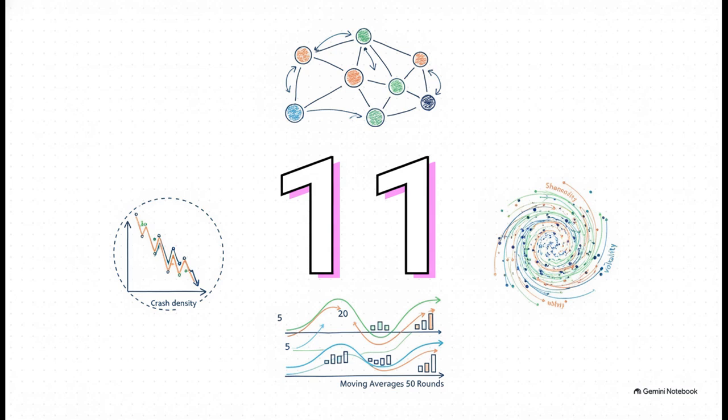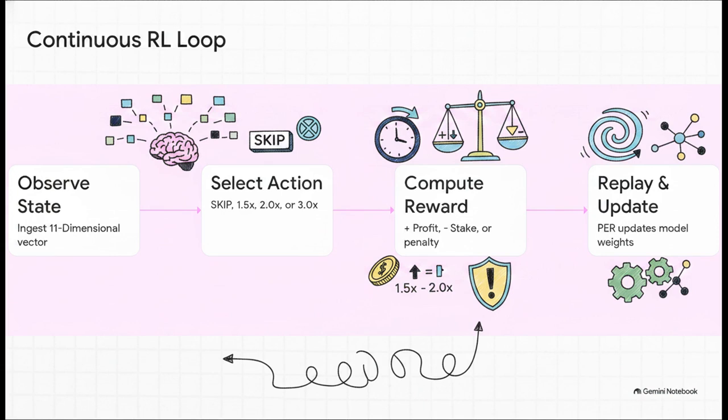It even measures Shannon entropy, which basically acts as a mathematical gauge for the game's current level of chaos and volatility. So it's processing these 11 complex data points in a fraction of a second to deeply understand its environment. Armed with those 11 dimensions, the AI jumps into a continuous reinforcement learning loop.